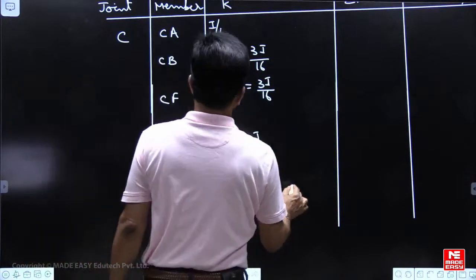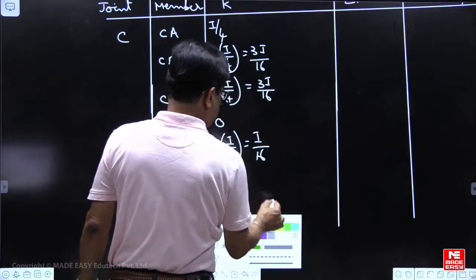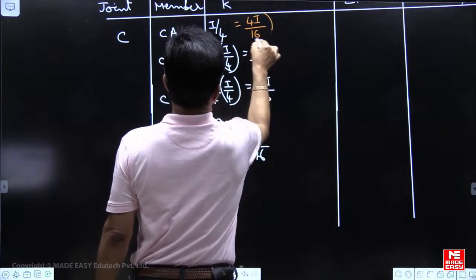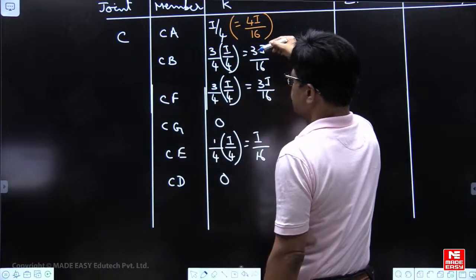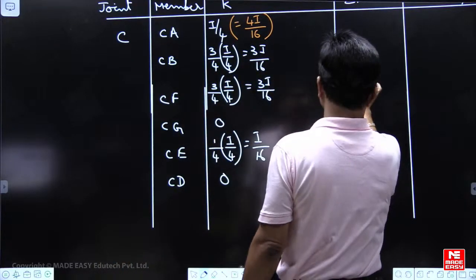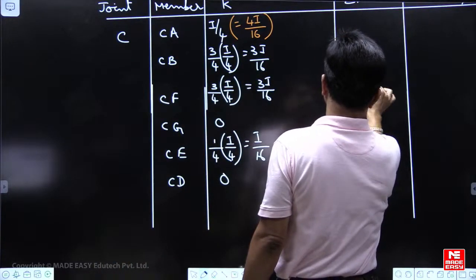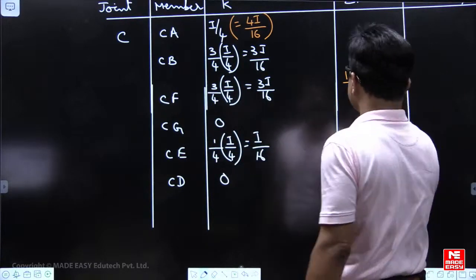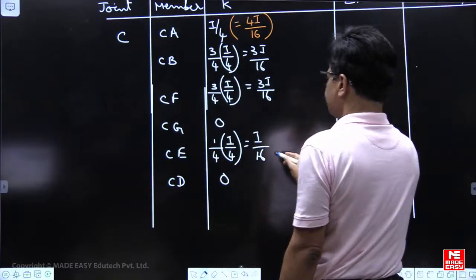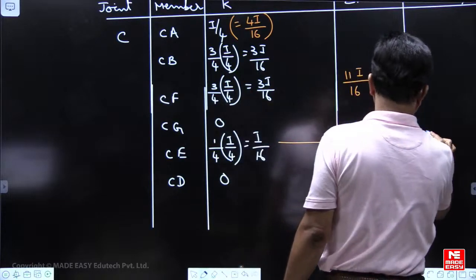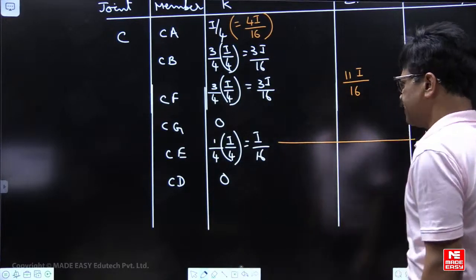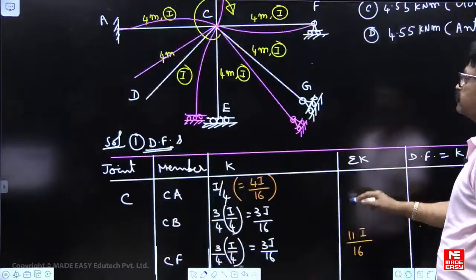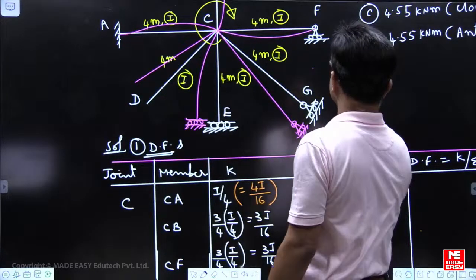0. Now to make calculations simple, I by 4 you will write 4I by 16. So 4 plus 3, 7, plus 3, 10, plus 1, 11. 11I by 16. We wanted only CE member. So distribution factor for CE you will get 1 by 11.